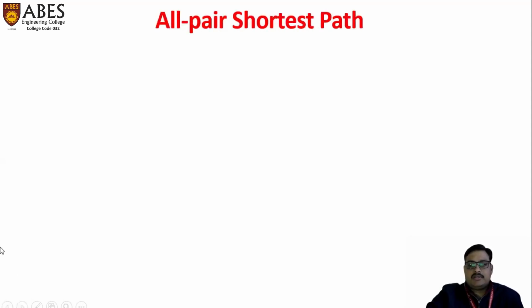Whenever a graph is given, we need to find out the shortest distance, or we can say the shortest path between each pair of vertex. So let's have an example of the graph. So this is the graph.